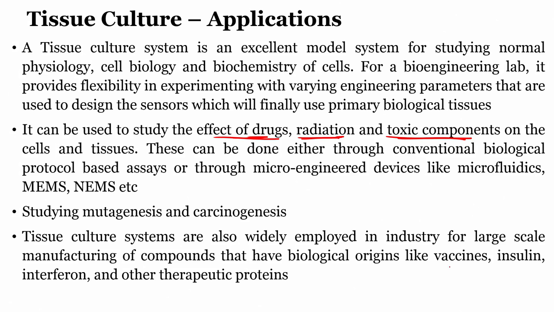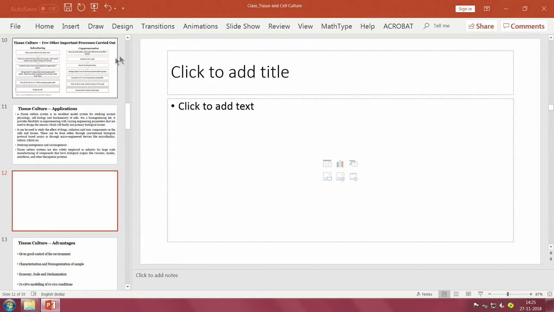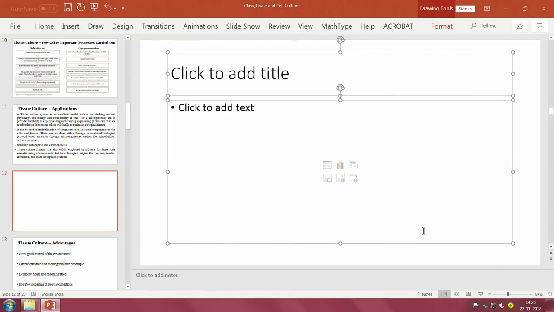and then we can also understand that tissue culture systems are widely employed for large scale manufacturing of compounds of biological origin like vaccines, insulin, interferon and other therapeutic proteins. So, if I want to give you a few examples of how we can use tissue culture, let me show them to you. I will open a new slide, okay, and let me show you a few examples.